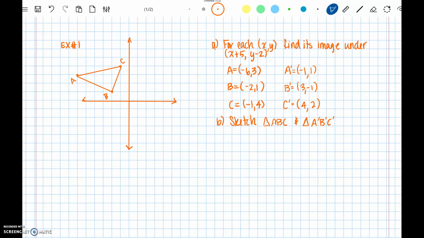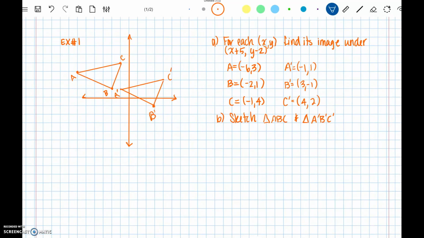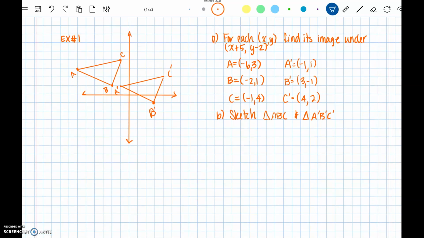So let's plot triangle A prime, B prime, C prime. A prime is (-1, 1). B prime is (3, -1). C prime is (4, 2). Okay, and you can see that they are the same shape and the same size. If they weren't, you would know that you either plotted some points incorrectly or that you calculated the transformation incorrectly, because a rigid transformation must produce congruent figures.